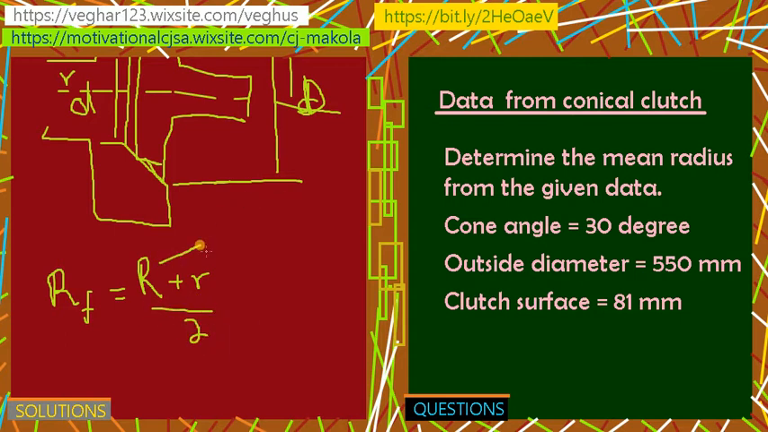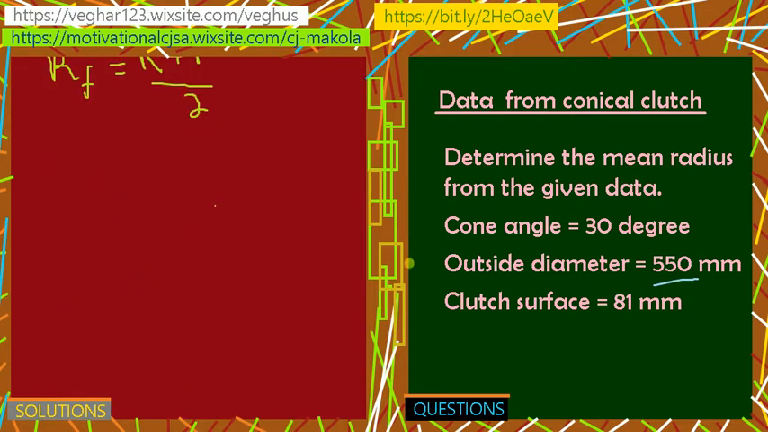Here we have the external radius, which is 550 divided by 2, because this one is a diameter. But we don't have the inside one, the internal radius. What we are given here is the cone angle and a clutch surface.